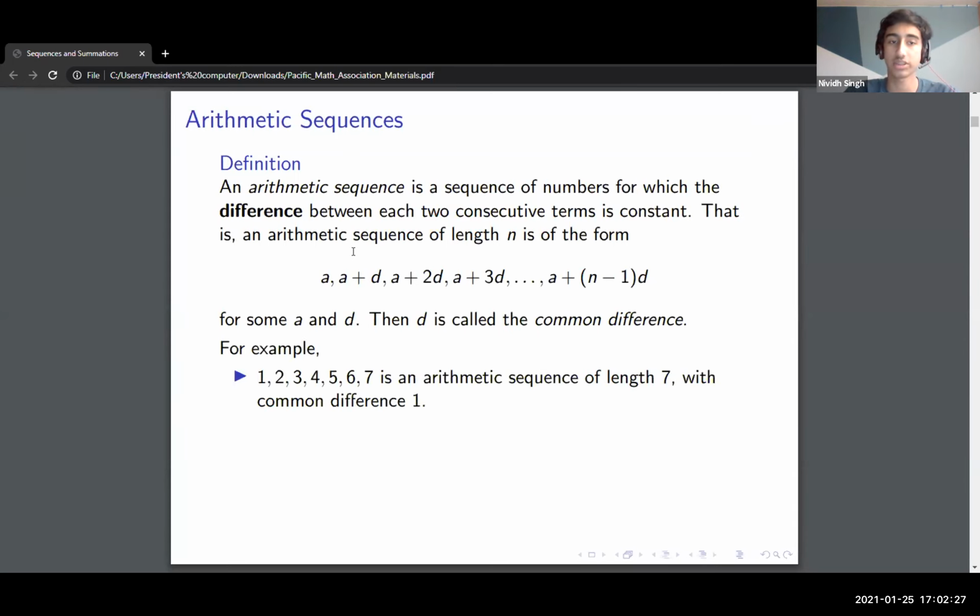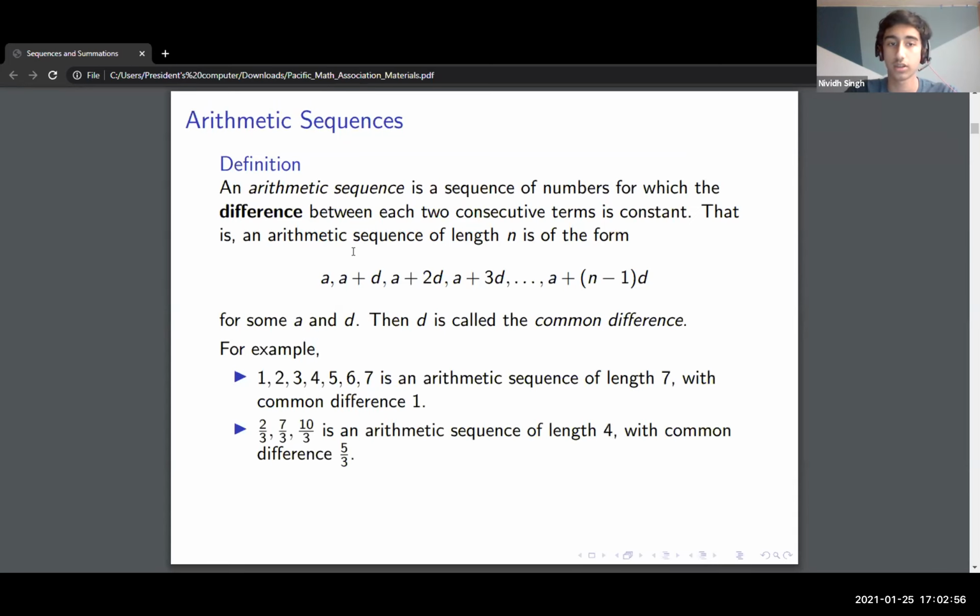So let's walk through some examples. This is the first example: 1, 2, 3, 4, 5, 6, 7. This is an arithmetic sequence, the length of this is 7, and the common difference is 1. This is because the difference between each consecutive term, for example between 1 and 2, 2 and 3, 3 and 4, 4 and 5, and so on, is 1. It's an arithmetic sequence because the difference between each term is constant. It's 1, 1, 1, 1, and so on.